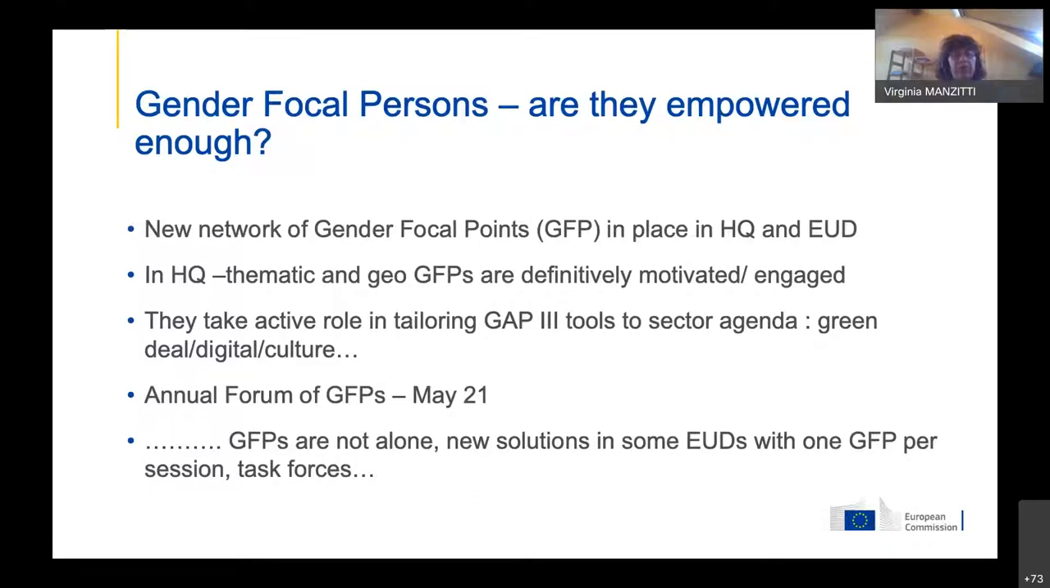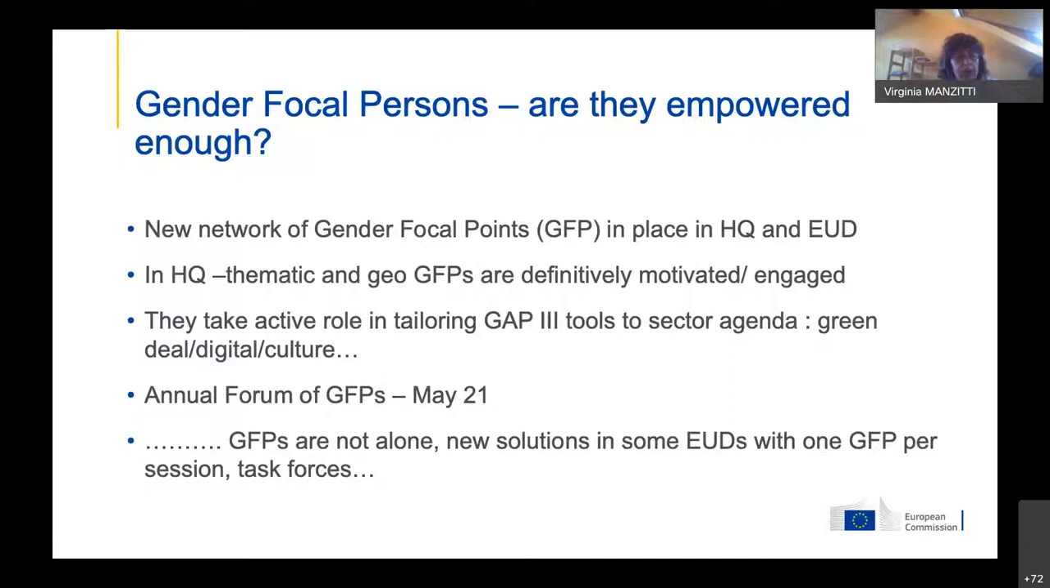It's a shared responsibility. It cannot stay on the shoulders only of a gender focal person. And from what I see, I'm quite new in my function, gender is everywhere, in all countries, in all sectors. So GAP-free is really everybody's business. Gender focal persons remain, well, they've played a critical role, but they need a sort of new impetus. So we really try to refresh their responsibility, their tasks, engage more.